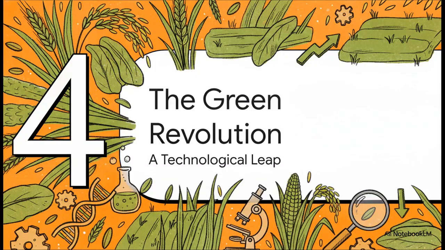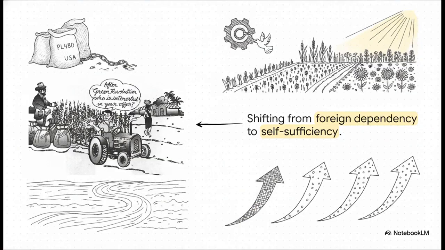Let's move to Section 4, the Green Revolution, which was a massive technological leap. Take a look at this political cartoon from the era. It perfectly captures the vibe. You see this stark contrast, from basically surviving on American PL-480 wheat bags to a proud Indian farmer on a tractor surrounded by tall crops. This visual just completely nails the dramatic transformation. India was finally shaking off that vulnerability of foreign dependency and stepping into true self-sufficiency.